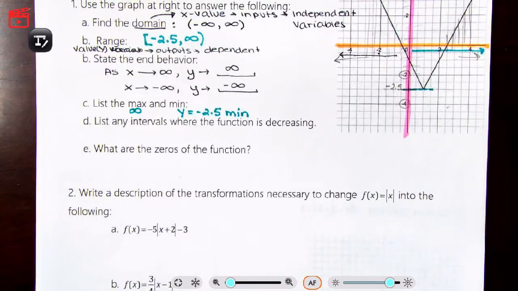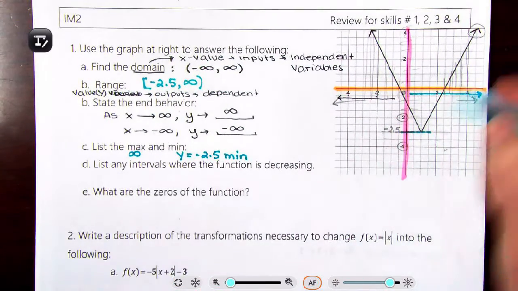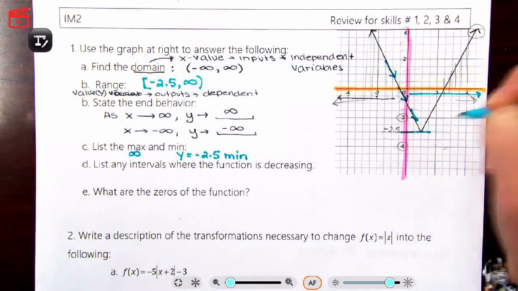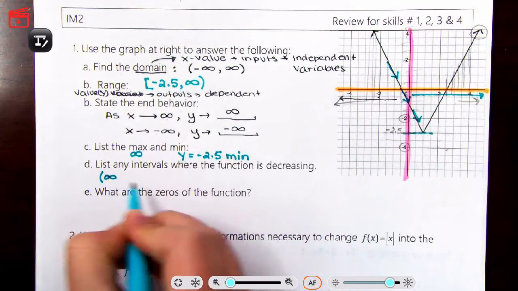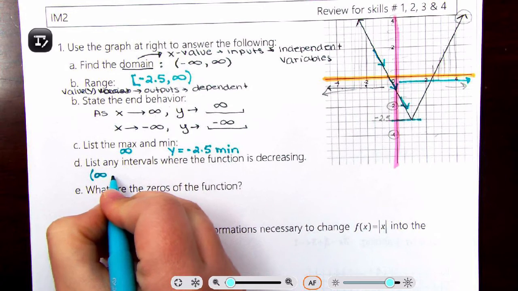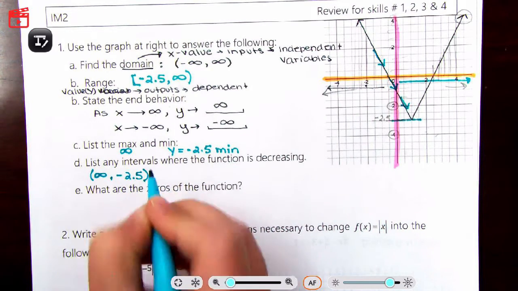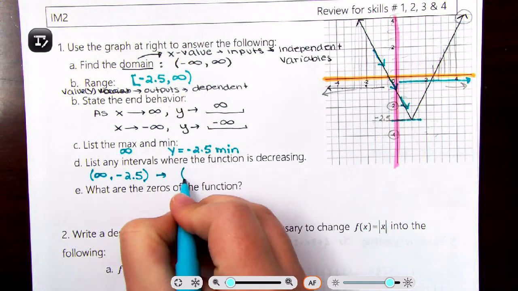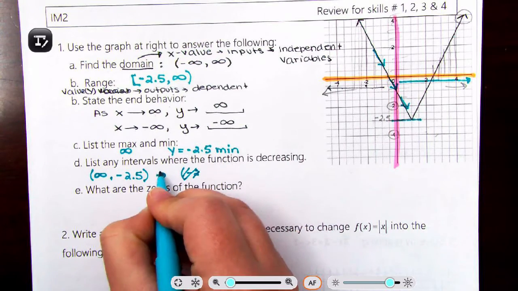List any intervals where the function is decreasing. Okay, so interval division. Decreasing, think of it as going downhill. As long as I'm going downhill, I am decreasing. So we are decreasing from infinity all the way down to negative 2.5. Now, typically we would switch that around. We can say it decreases negative 2. Well, let's keep it like that.